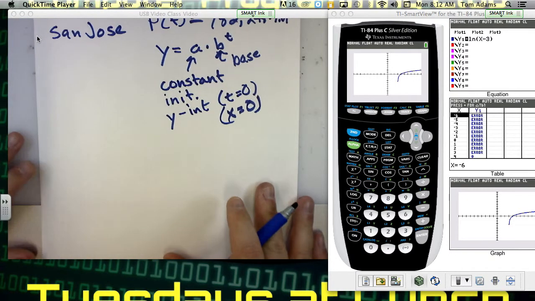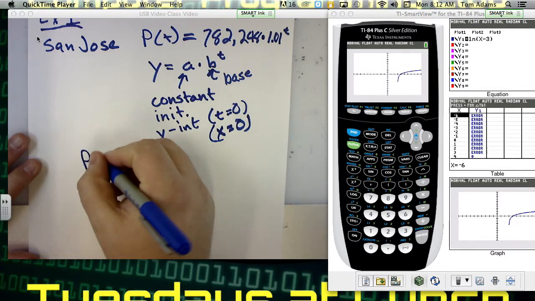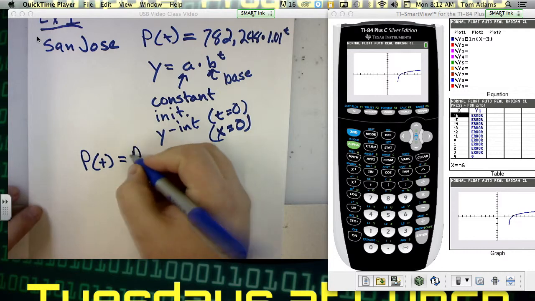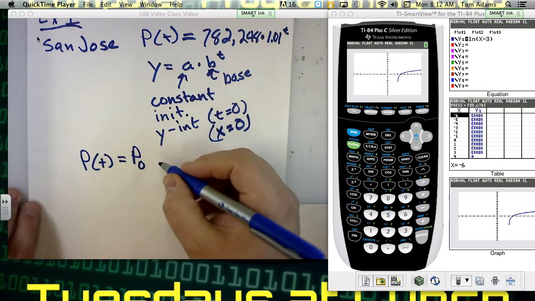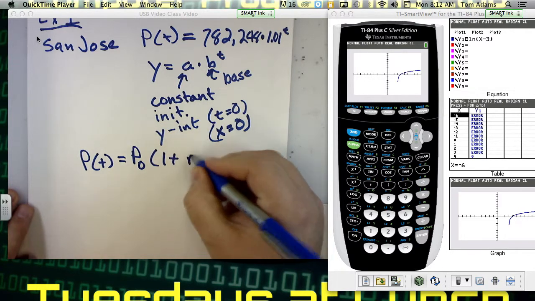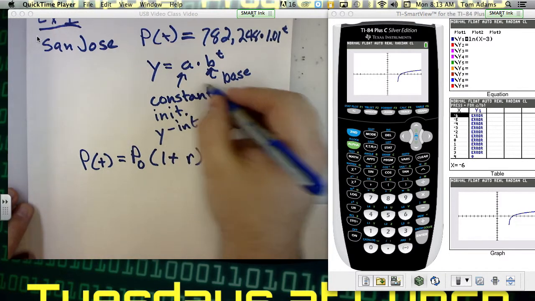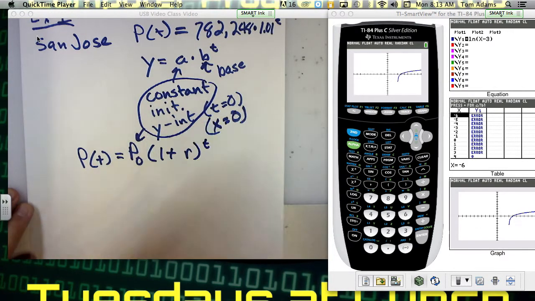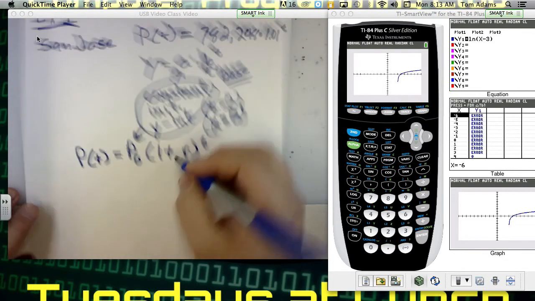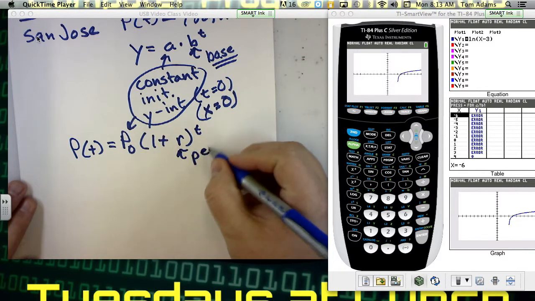Now, when we're talking about growth and percentages, we rewrite it a little different. We say that the function of a population is equal to p naught, or p sub 0, times 1 plus the percentage rate raised to the t. So all this stuff that I've written down applies to this. The only thing that changes, what we used to call a base is now 1 plus the rate, which is like the percentage.